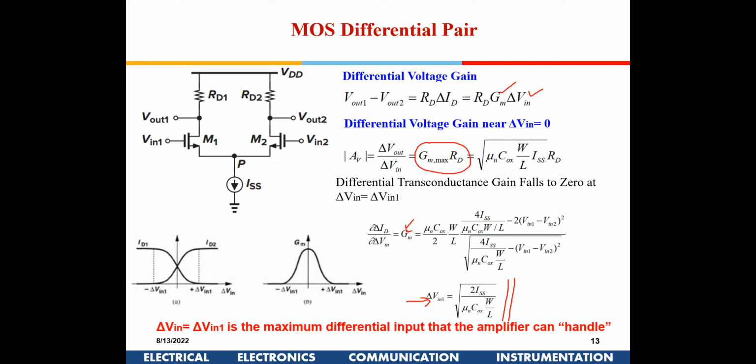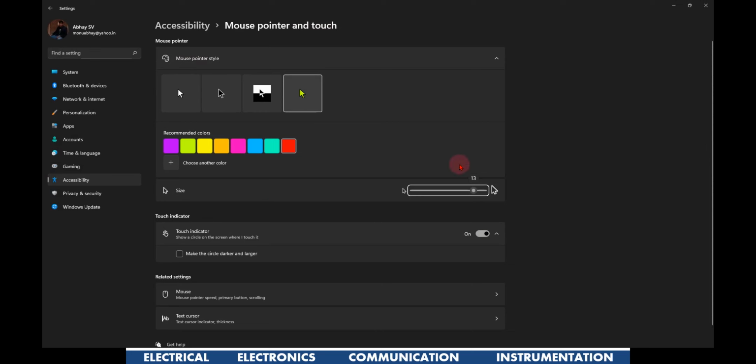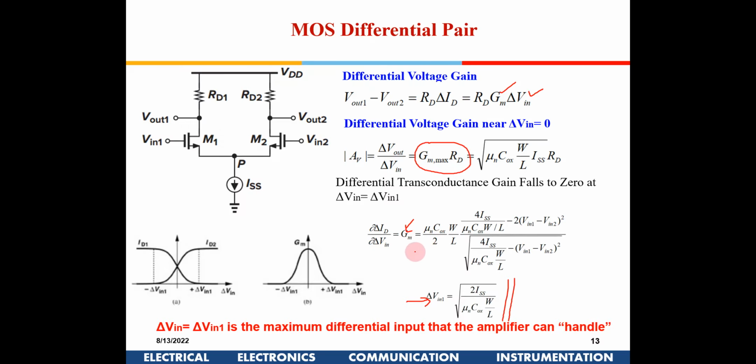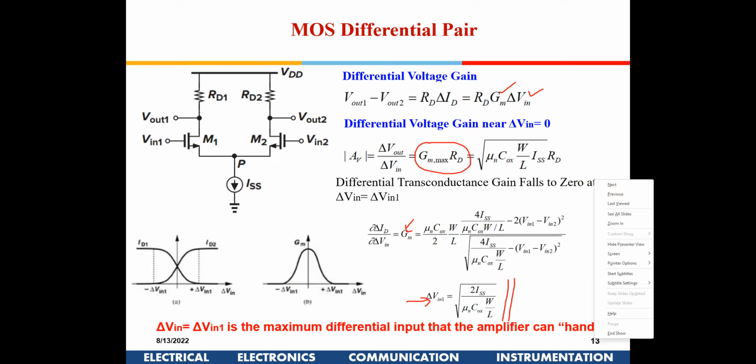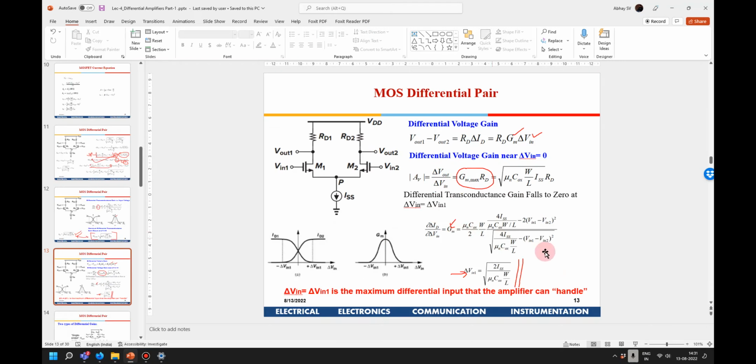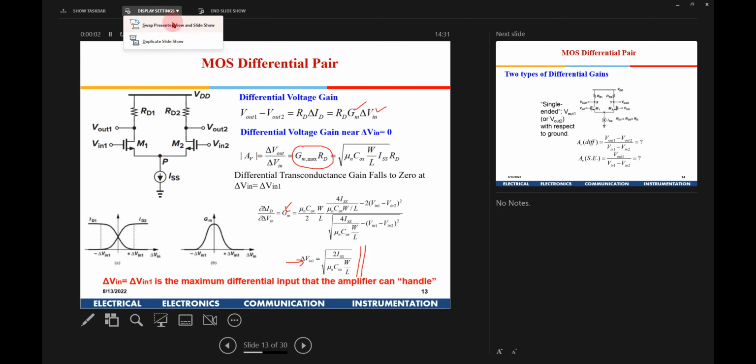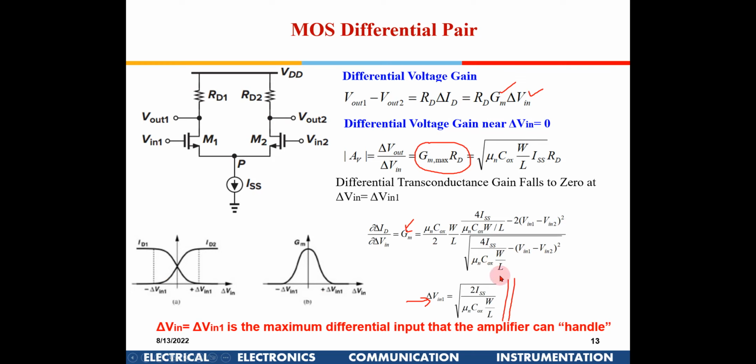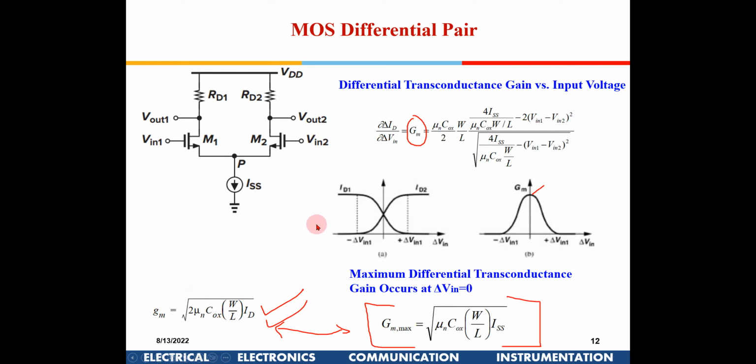Sir, you mean to say that if ISS flows in one side, then the other side MOSFET will be off? Yeah, it will be off. There will be no current there. So only ISS is flowing in one side.